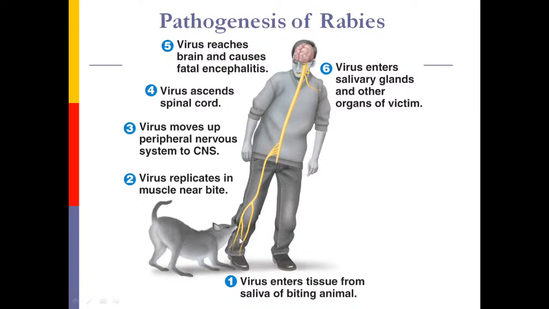They say that the speed of viral movement is about 3-4 millimeters per 1 hour. So the virus moves to the central nervous system with a speed of 3-4 millimeters per hour. So once more, the incubation period depends on the site of biting. If it is next to the central nervous system, it is short. If it is far from the central nervous system, it is long.